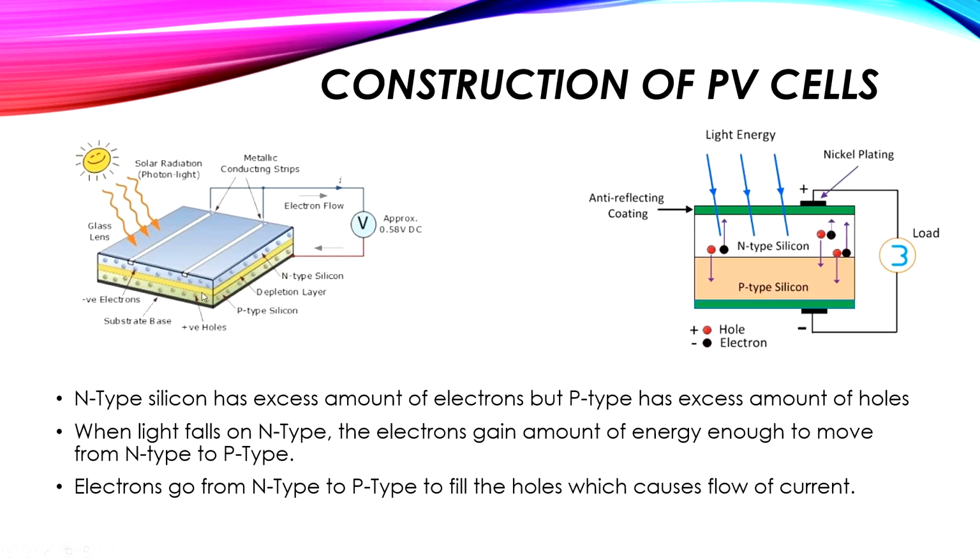The depletion layer is used to separate between these two, between the N-type and P-type. So when electrons have enough energy, they go through the wires to the P-type silicon. So the movement of electrons here will cause the electron flow, or electricity flow, or current flow.